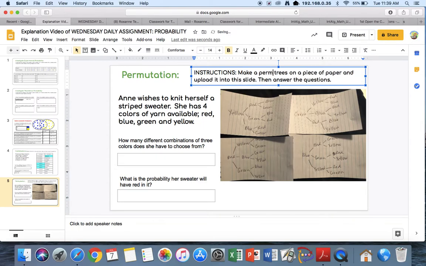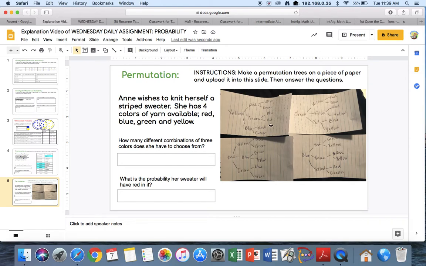They're combinations, but in math we use the word permutation. So what this means is that order does matter. So it makes a difference what order we go in.